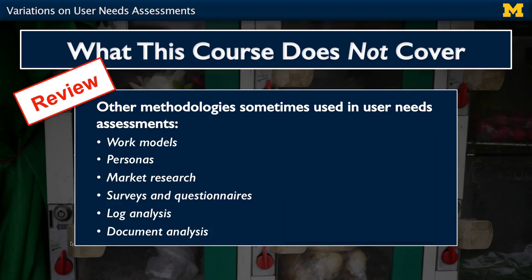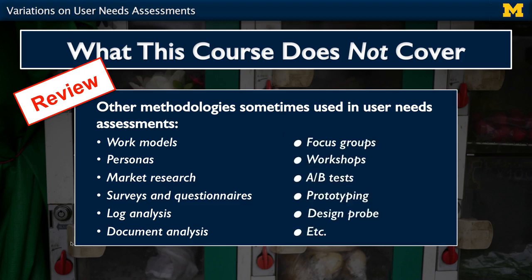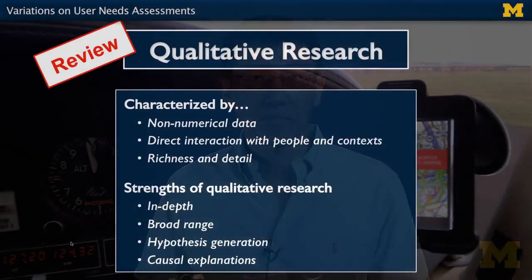As I mentioned early on in the course, this course does not cover a whole range of methodologies that are sometimes used in user needs assessments, whether they are the creation of personas for different subsets of users, or log analysis in which you analyze the data that's collected by a product. There are also focus groups. You can run workshops. You might want to run A/B tests where you experiment with different kinds of features and so on. All of these are different ways to uncover user needs, none of which we have talked about in great detail in this course. However, you might want to refer to some of the other courses in the UX MicroMasters to learn some of these other techniques.